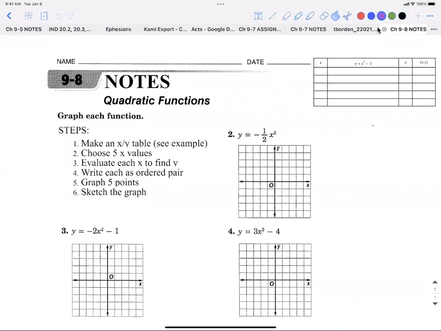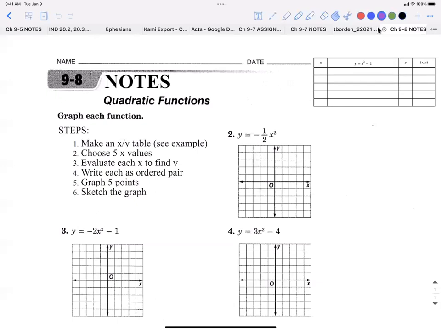It can either be upright or upside down, depending on the equation. And we're going to look at that today. We're going to learn how to graph these, and it's a very similar process to how you learned how to graph linear equations, okay?